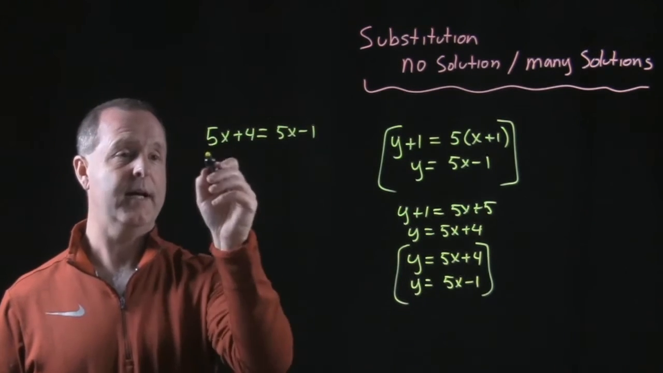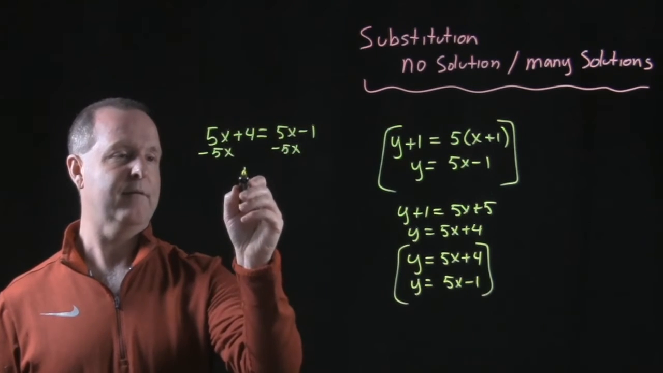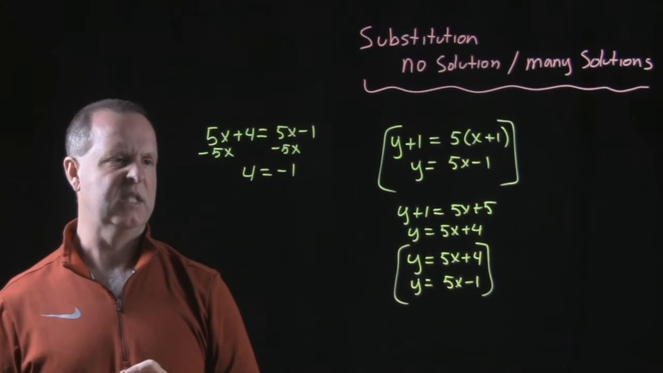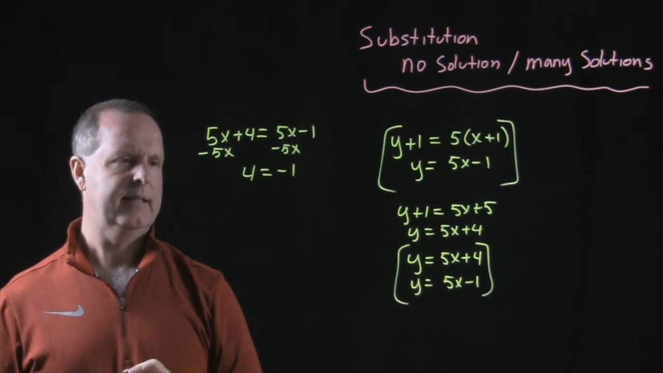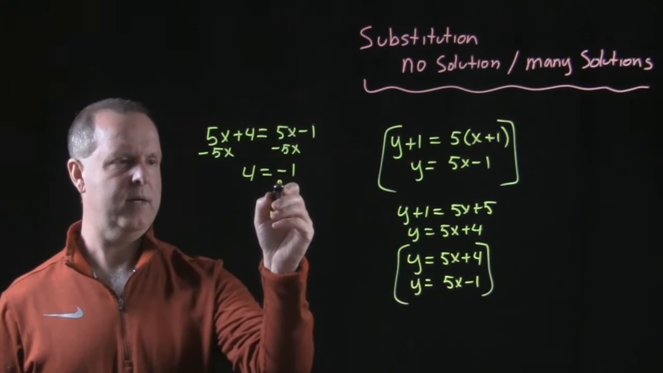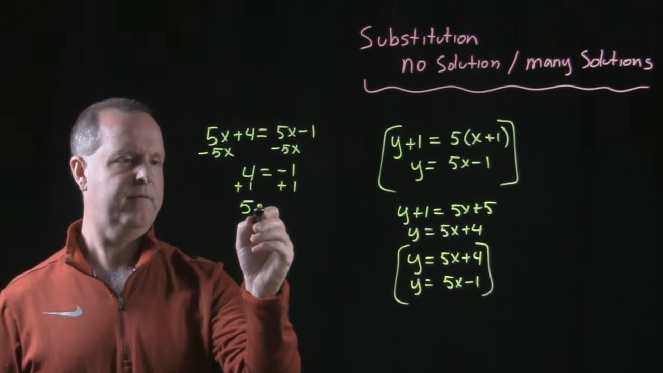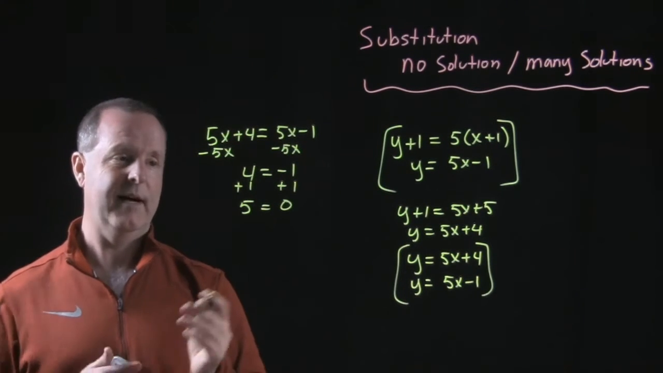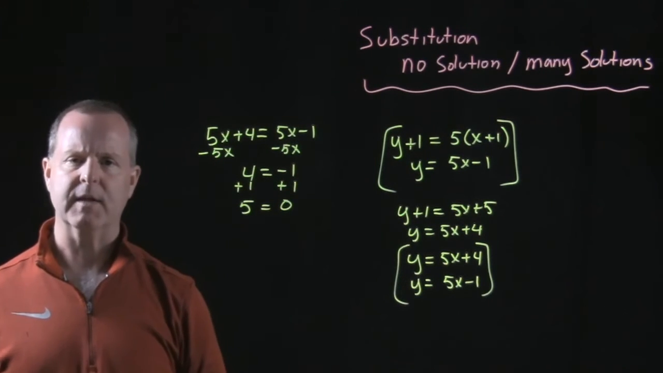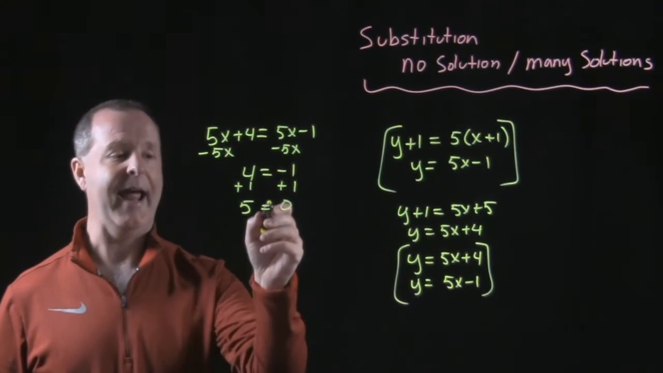Subtract 5x from both sides, and I get 4 equals negative 1. Ugh. I guess, well, maybe we set it equal to 0. That will help. Let's add 1 to both sides. 5 equals 0. All right, that's not much more helpful either. 4 equals negative 1 or 5 equals 0. That's a false statement. That cannot happen.